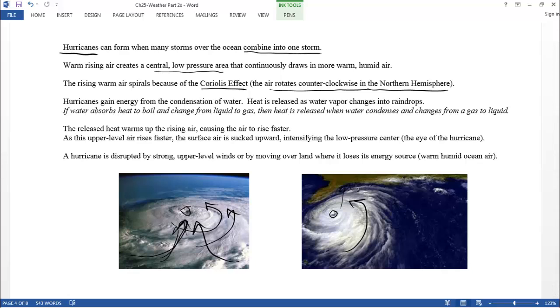You can also have high winds at high altitudes, blowing and disrupting the swirling wind. That can also disrupt a hurricane. Okay, that's all for now.